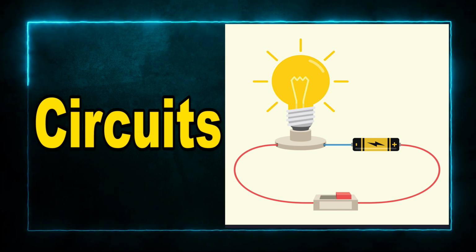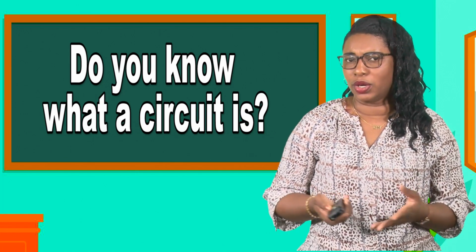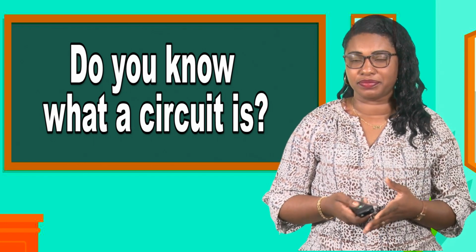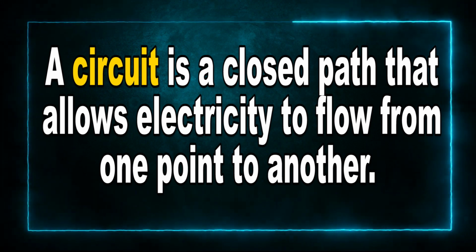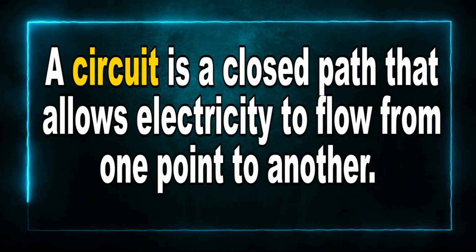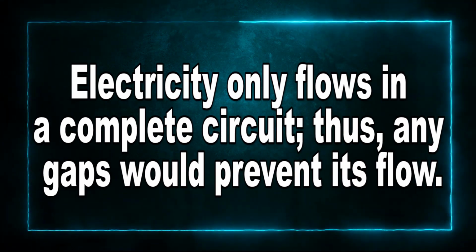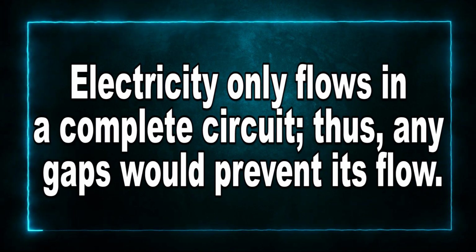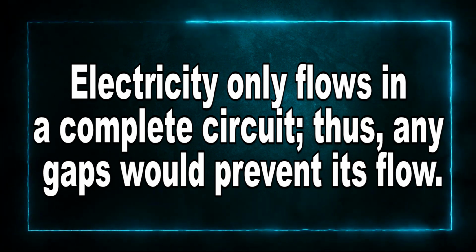Today, we're going to be talking about circuits. Do you know what a circuit is? A circuit is a closed path that allows electricity to flow from one point to another. Electricity only flows in a complete circuit. Thus, any gaps would prevent its flow. Maybe that's why we had that blackout.